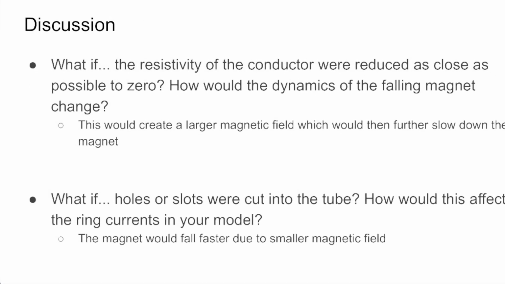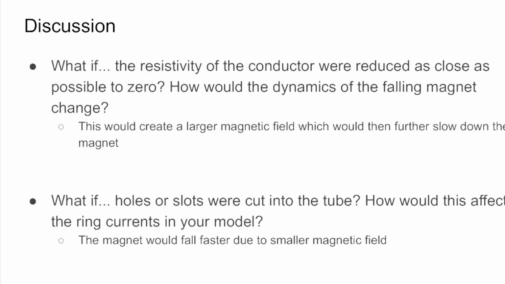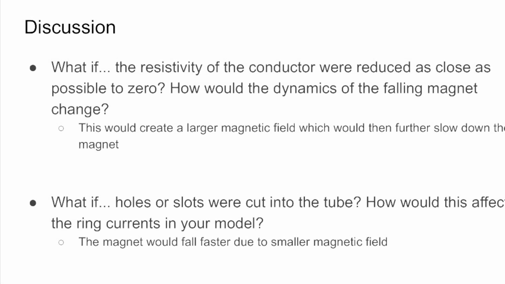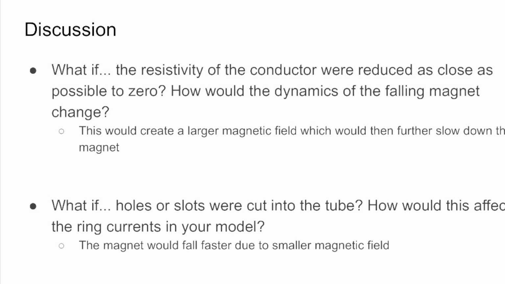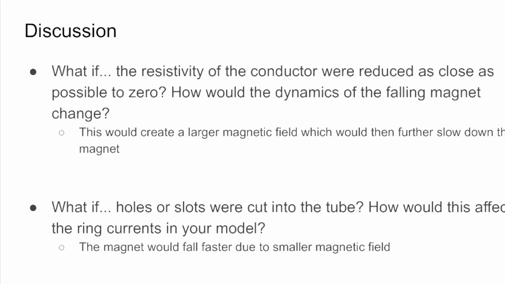Discussion. What if the resistivity of the conductor was reduced as close as possible to zero? How would the dynamics of the falling magnet change? Well, this would create a larger magnetic field, which would then further slow down the magnet.